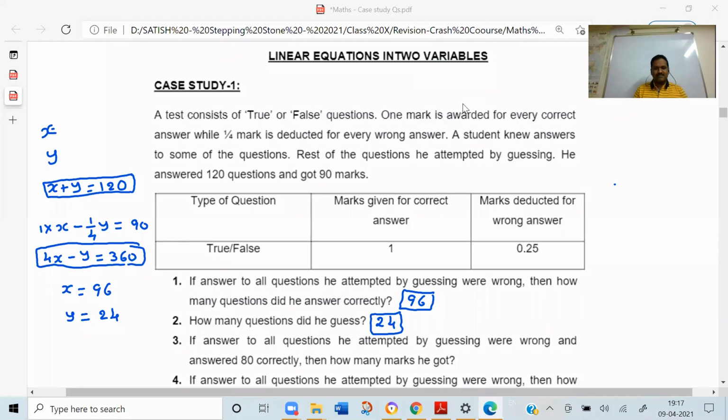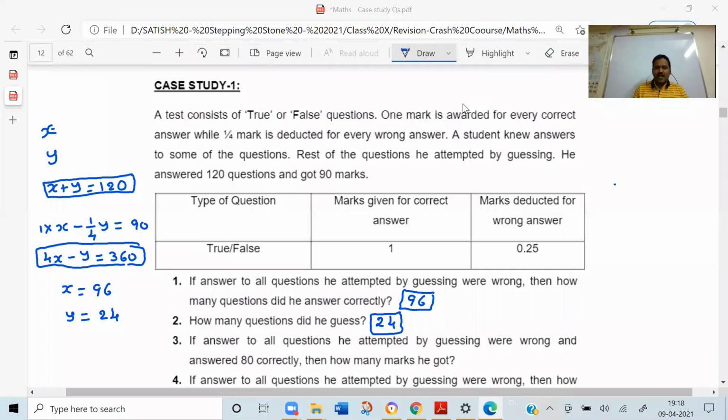Sir, if you answer 96 questions correctly, how come only 90 marks? You are going to get 96 marks, but in that 24 questions are wrong. For 24 questions, how much marks will get deducted? 24 into 1/4, because for every wrong question, 1/4 mark will be deducted. So you can verify these two equations.